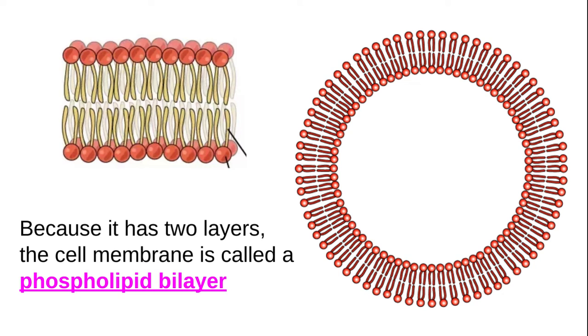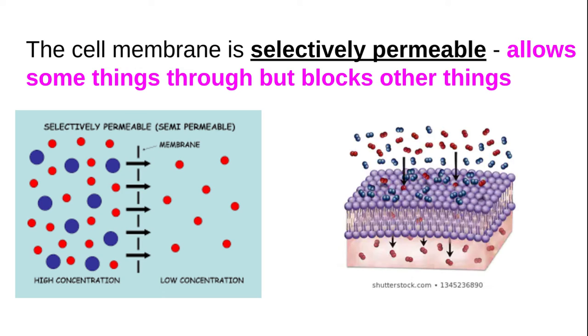Now, in your notes, you're going to write, because it has two layers, the cell membrane is called a phospholipid bilayer. It's made up of phospholipids, and it's two layers. Bi means two, like bicycle has two wheels. Where are the layers? Here's one layer. Here's the second layer. And they form a whole big circle, which is the cell membrane.